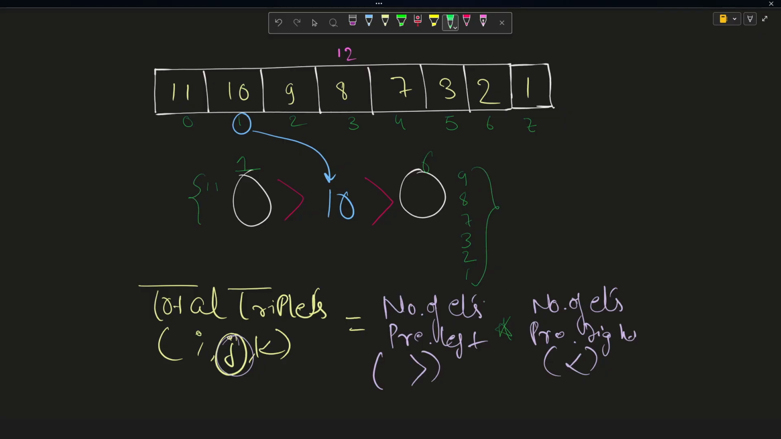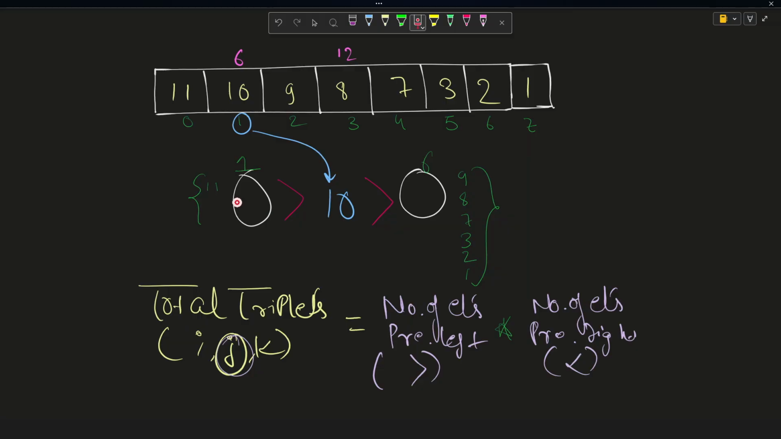And now if we multiply these two terms in order to get the total number of triplets possible for this jth index, that is this first index, then it will be equal to 1 into 6, which is 6. So I will write here 6. So a total of 6 triplets are possible.